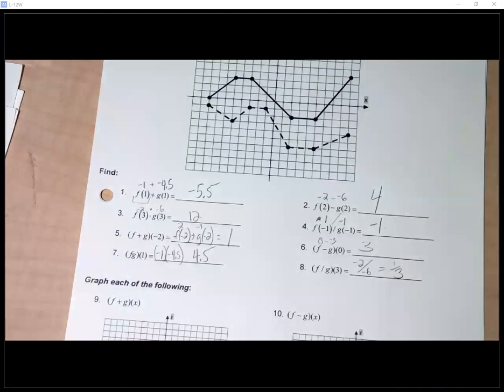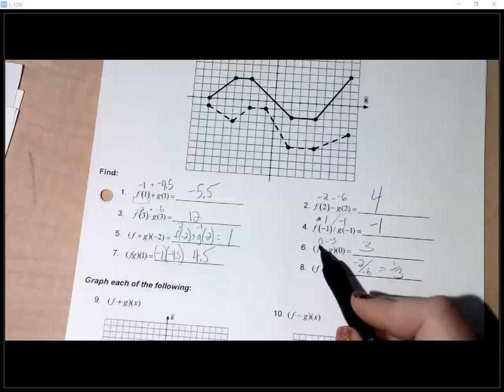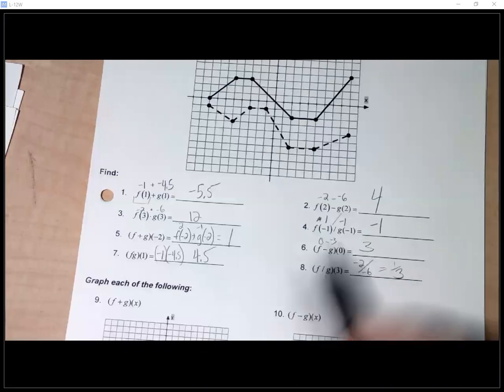I'm curious how many of you have -3 for number 6. I'm positive. I bet there's someone out there with a negative, but be careful, right? Minus a negative. You have 0 minus -3. So it should come out to be a +3.